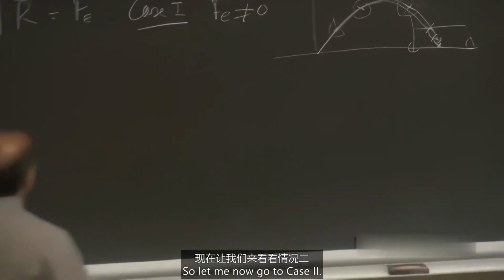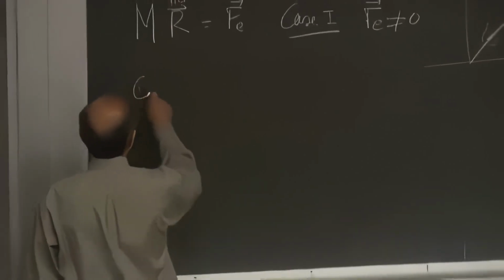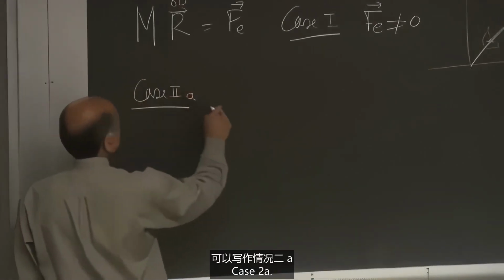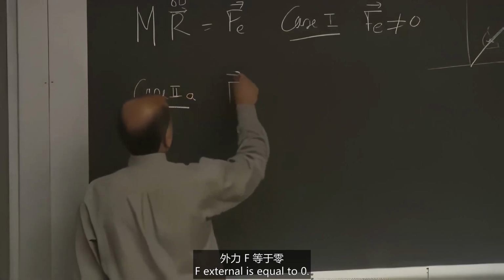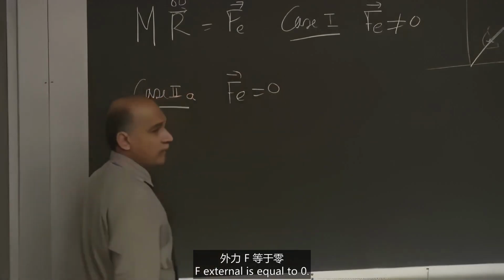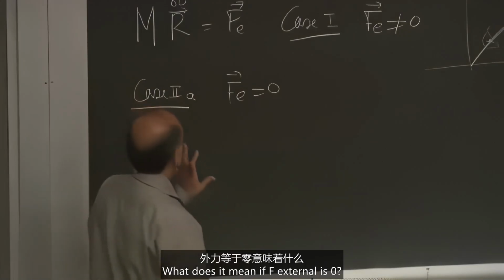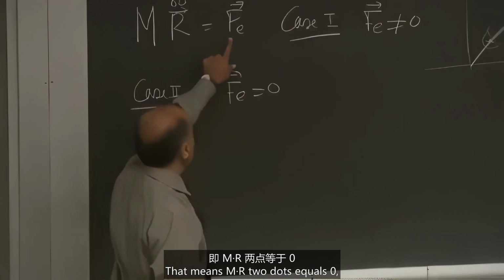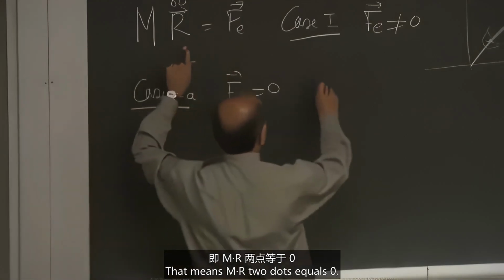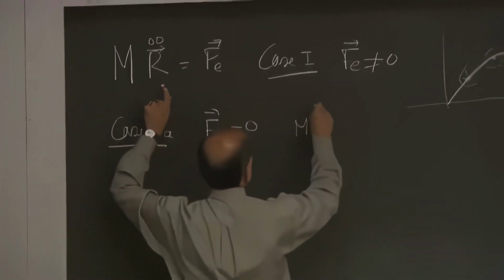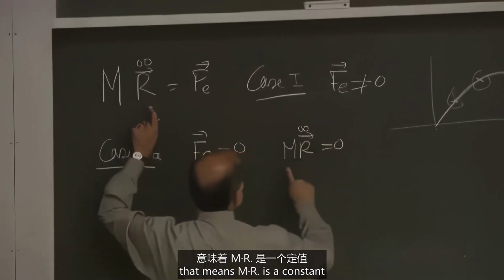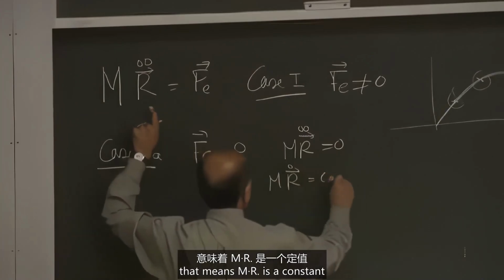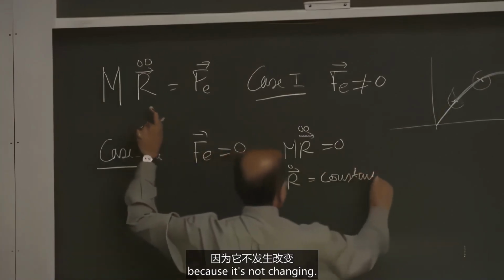So let me now go to case 2. Case 2, if you want case 2a, is f external equal to 0. What does it mean if f external is 0? That means this is 0. That means mr double dot is 0. That means mr dot is a constant because it's not changing.